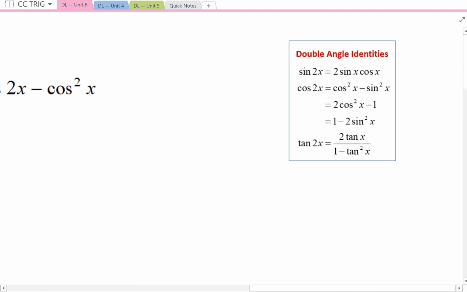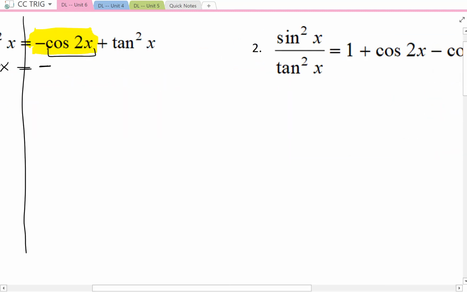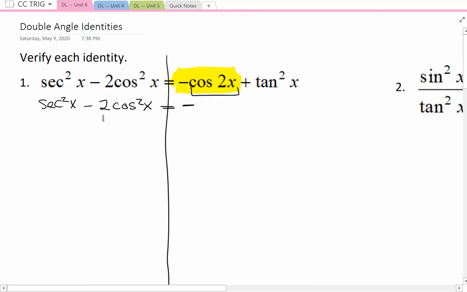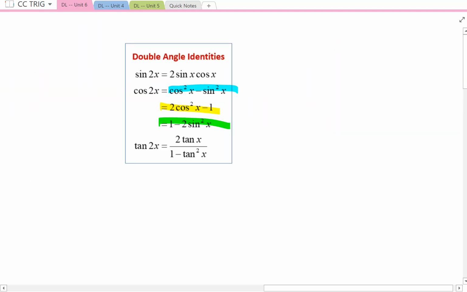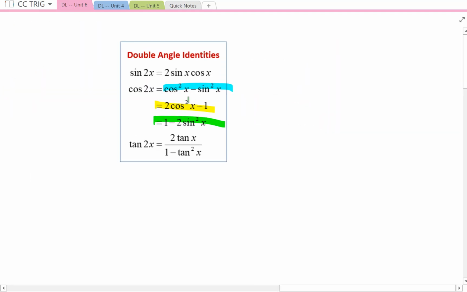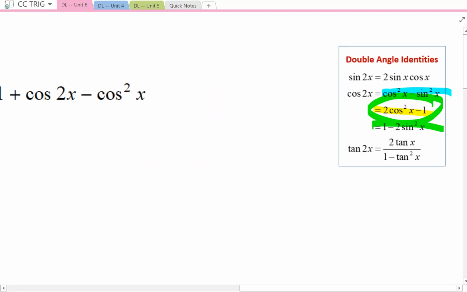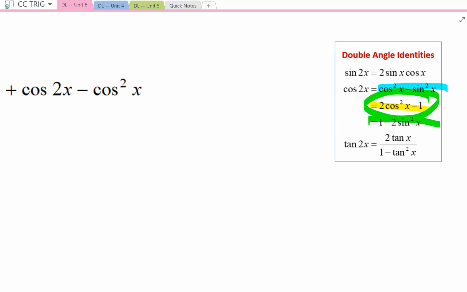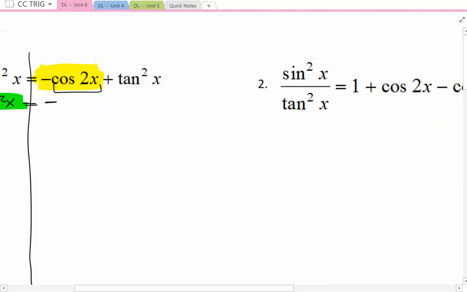For cosine double angles, we have 3 options. So that one's kind of the tricky one to figure out when to use which one. Let's look at the left side of the proof, and we have a negative 2 cosine squared x over here that's not on the right side. Well, I see a formula that includes 2 cosine squared x. So let's try substituting cosine 2x with that expression.